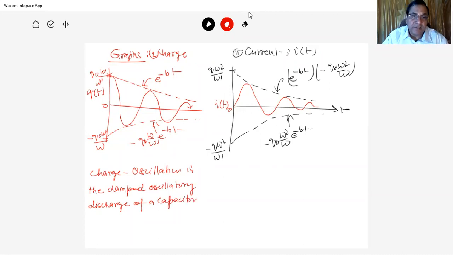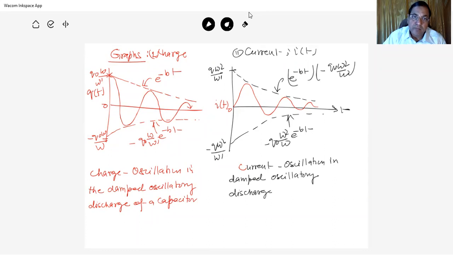Here it is current, oscillation in damped oscillatory discharge of a capacitor.